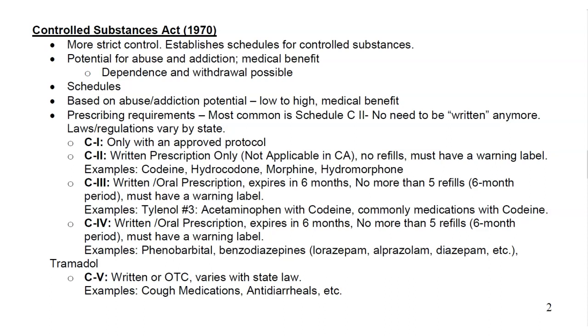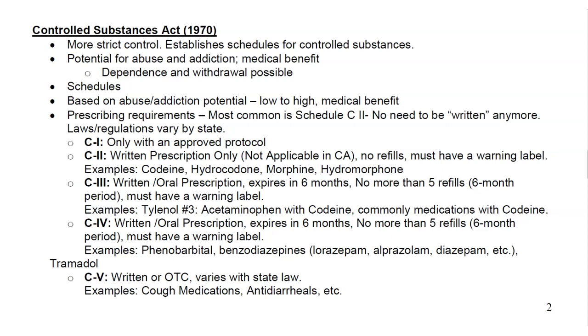Now you have Schedule 3 or Category 3, which are either written or oral prescriptions. They usually expire in 6 months. You're not allowed to have more than 5 refills in a 6-month period. And again, they must have a warning label. So examples would be your Tylenol number 3, which is acetaminophen with codeine. And basically, these are commonly medications that are combined or mixed with codeine.